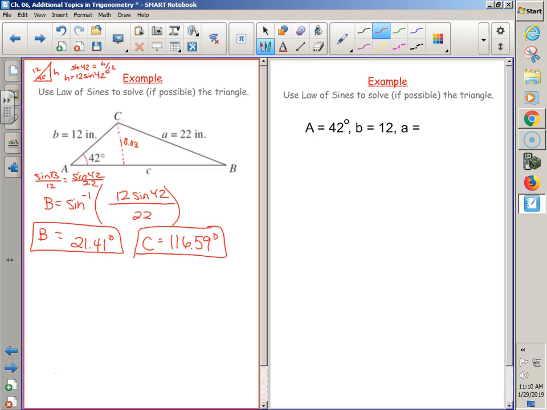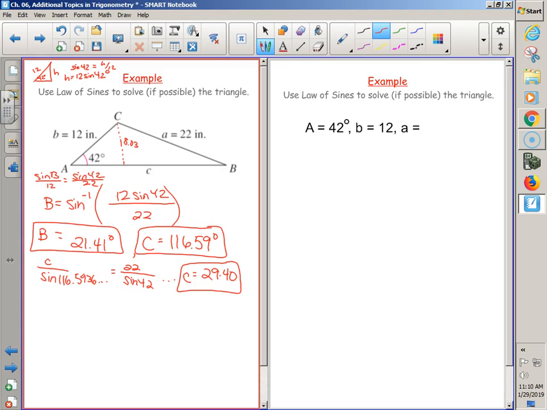Side C, we would go back to law of sines again. Sine of 116.5936, I'm using the big guy, equals, I'm going to use my A with A again, just to make it all nice and precise, so 22 over sine of 42. With some pretty quick law of sines work, I'm going to multiply it to the other side. I'd have sine of the nasty angle times 22 divided by sine of 42. I think I get 29.40. People that beat me, are you agreeing?